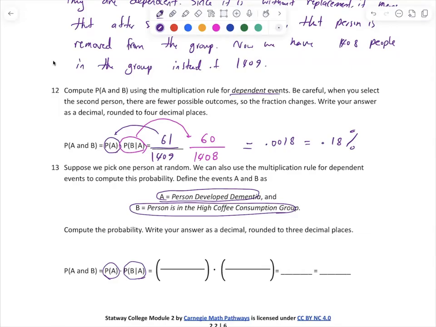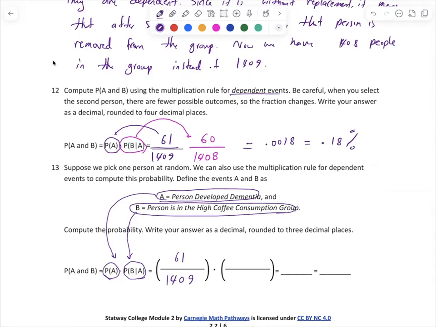So what is the probability of A? You randomly select the person and that person developed dementia. We already know this is 61 out of 1,409. But what is the probability that a person is in the high coffee consumption group given that the person developed dementia? Take a look at this. Again, probability of B given A, saying that what is the probability that a person is in the high coffee consumption group given that the person developed dementia?